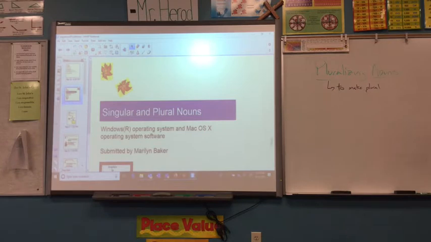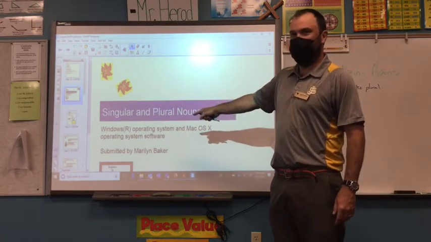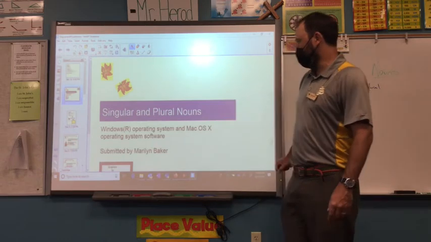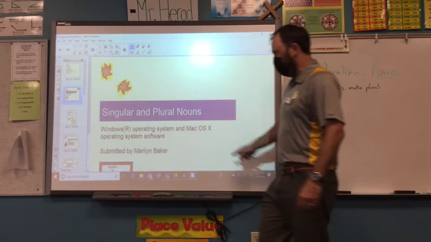Notice I pulled another one of these. Look how old that is. Windows R, if you have any idea how old that is. Mac OS X. Oh my gosh, it was still using X and not iOS. So, she's pretty close. Marilyn Baker, Miss Marilyn Baker here.